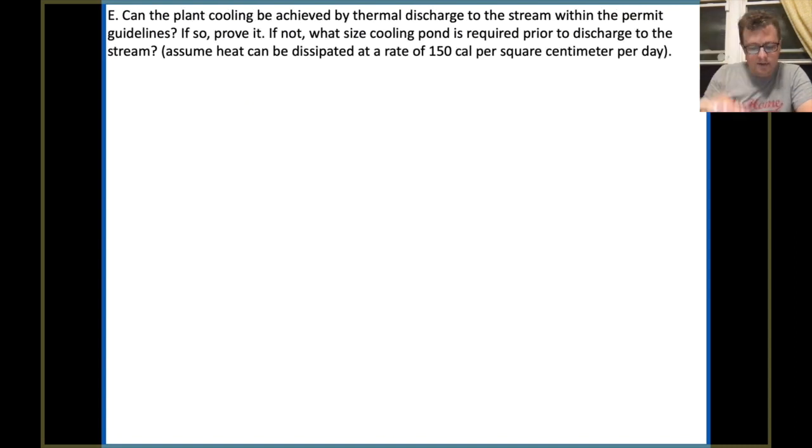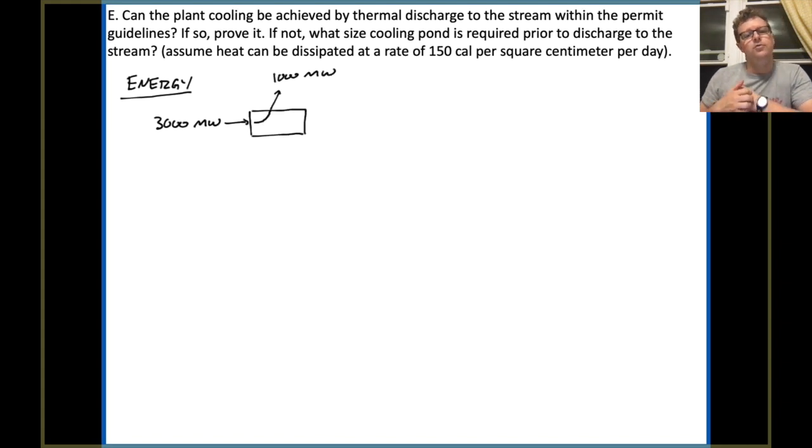All right, last but certainly not least, we've got to deal with the energy balance here. We were given in this problem a permit requirement that we could withdraw a maximum of 0.5 cubic meters per second. And we were given a temperature in the receiving water that we couldn't exceed from our discharge. So to sort of draw this schematic out, we had 3,000 megawatts come into our plant. We know 1,000 went to electricity.